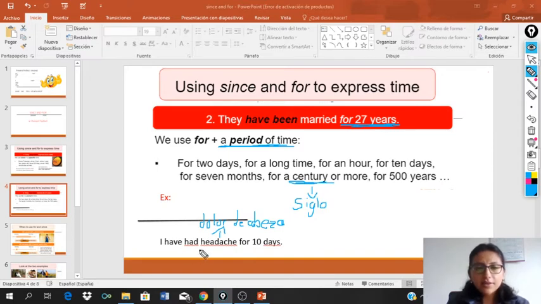I have had a headache for 10 years. It means that during 10 days I have a headache. I had a headache. Okay? Repeat. When we are using for, we are not going to write a specific time. We are going to express a period of time, a length of time, not an exact time. Okay, let's see another examples.